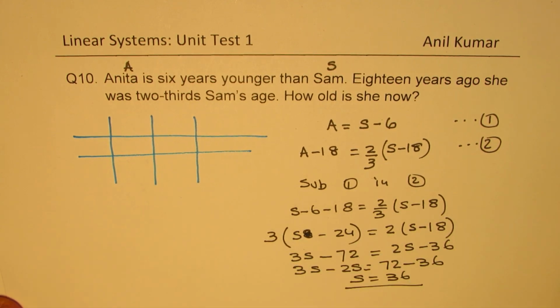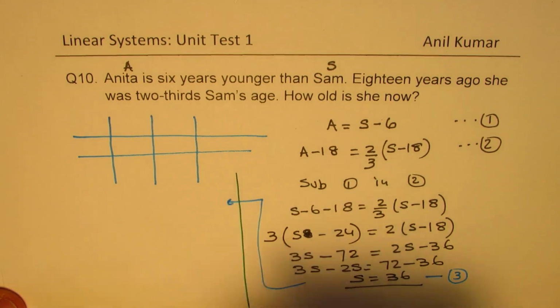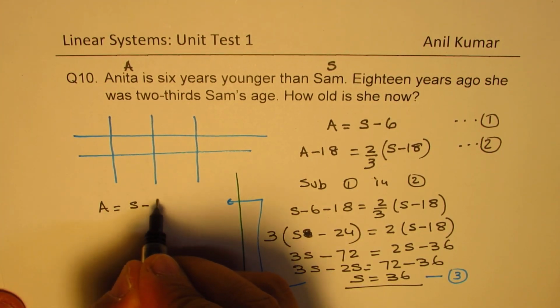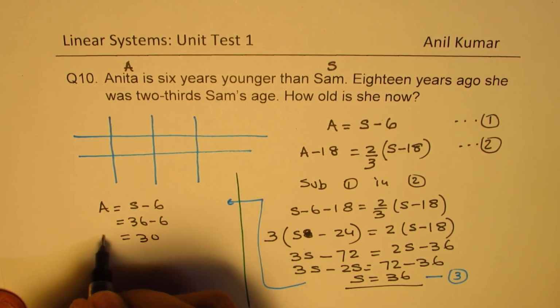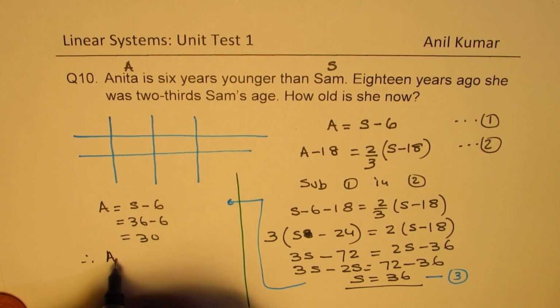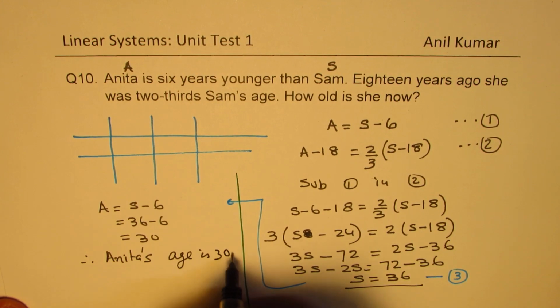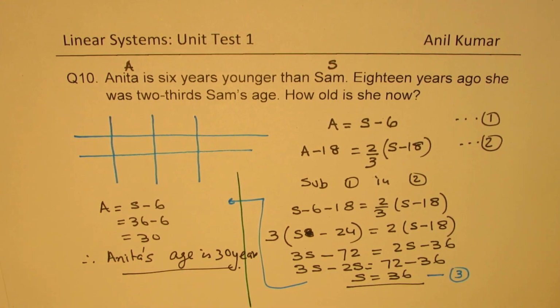So what is Anita's age? So we know Sam's age, we'll call this equation 3. And now we are moving from here to this side. And we know Anita is S minus 6, which is 36 minus 6, which is 30 years, right? Therefore, Anita's age is 30 years. Is that clear? So that is how we are going to solve it.